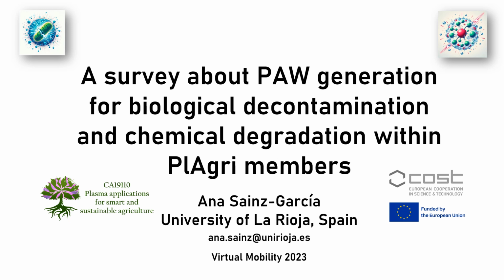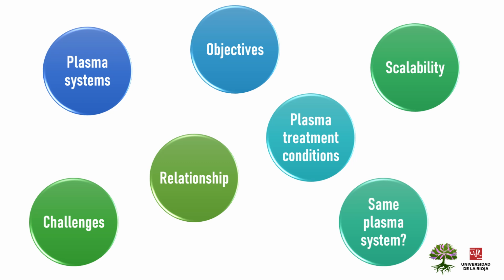In this case, I will give you global information about how some PlAgri members are working in terms of biological decontamination and chemical decomposition. First of all, I sent to the COST members a survey with different questions related to their plasma systems, the purposes, or the characteristics of the plasma treatments. I also wanted to know if they are using one plasma system for more than one objective. And finally, the challenges, the scalability, and the availability to collaborate with other groups.